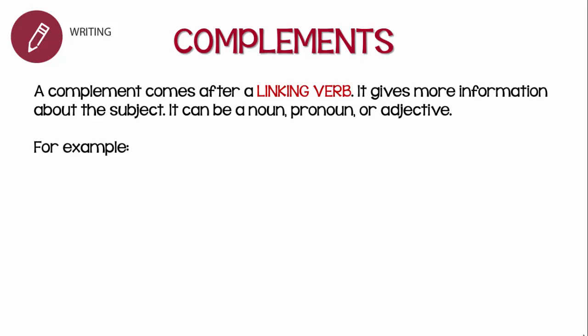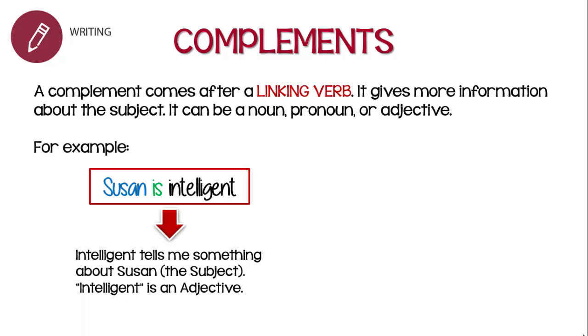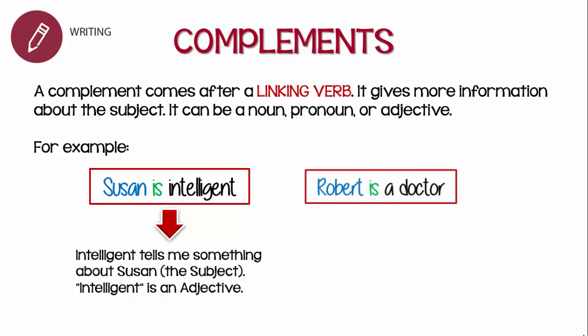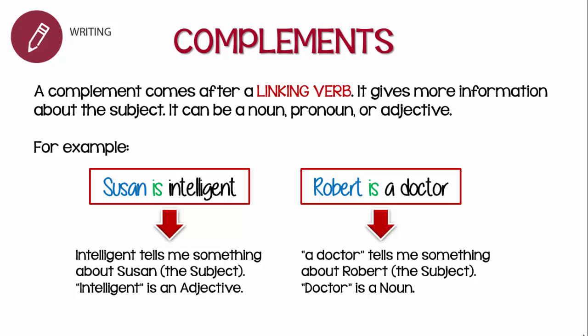A complement comes after a linking verb. It gives more information about the subject. It can be a noun, a pronoun, or an adjective. For example, Susan is intelligent. Intelligent tells me something about Susan, the subject of the sentence. Intelligent is an adjective. Robert is a doctor. A doctor tells me something about Robert, who is the subject of the sentence. And doctor is a noun.